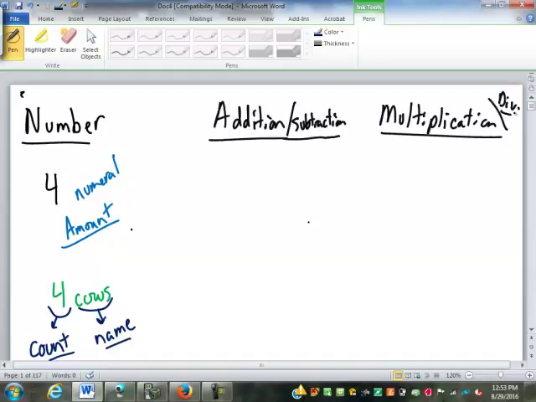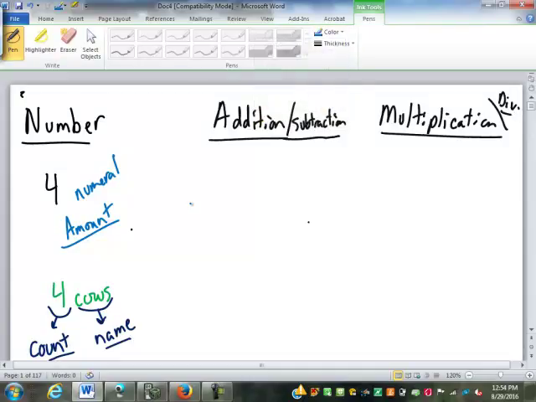So anything that we define or any rules we state that apply to addition will also apply to subtraction. And the same with multiplication and division. Anything that applies to multiplication also applies to division, just in reverse, backwards.